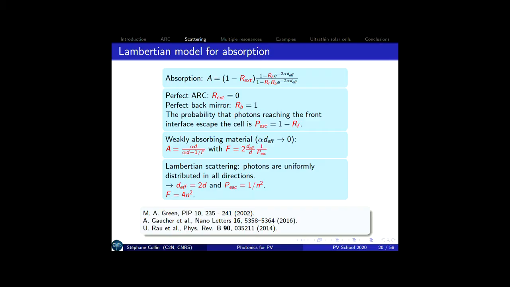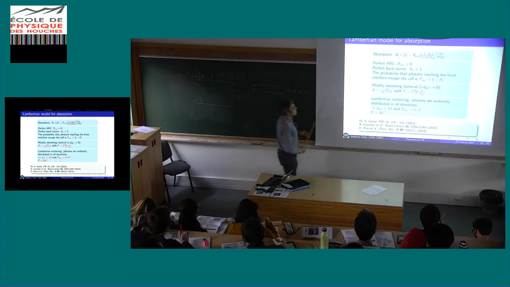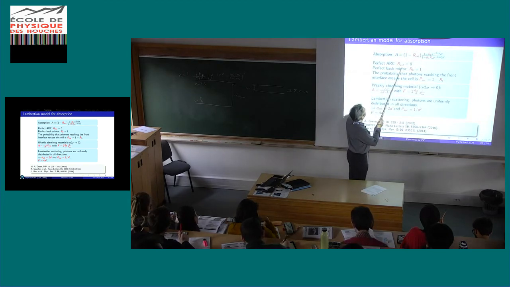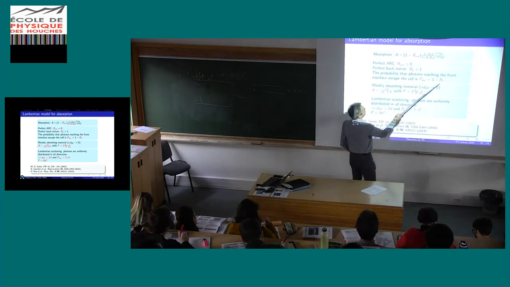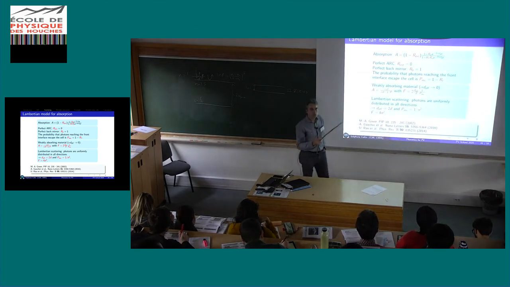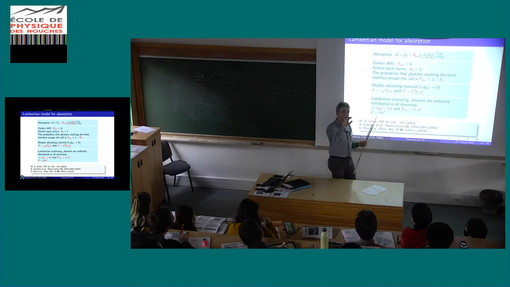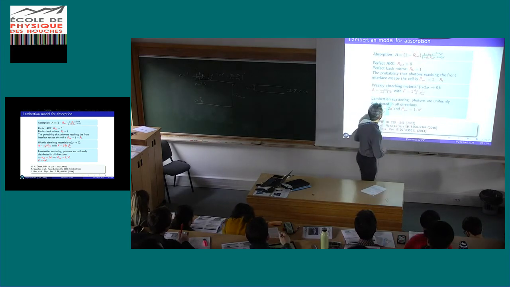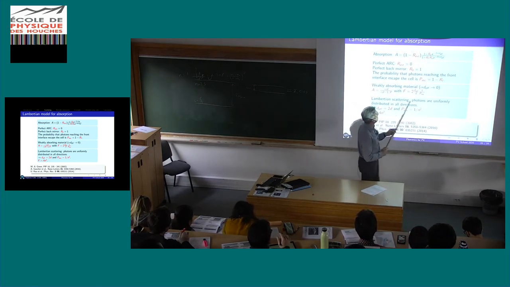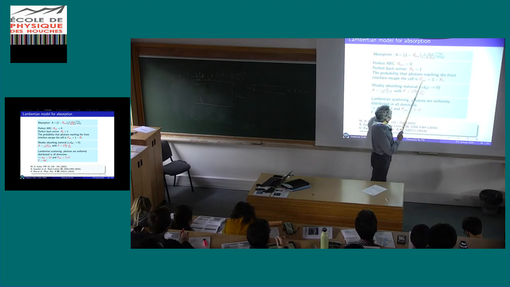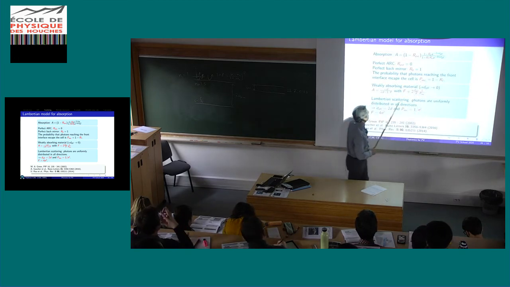So let's play a bit with this equation. We said we would like to have a perfect anti-reflection coating, so this coefficient is 0. Perfect back mirror, this coefficient is 1. And this reflection coefficient is exactly what you said. You want to have a reflection of light that is scattered and that are photons at a certain angle of incidence coming back to the front interface. We can define a probability to escape, and it's 1 minus this reflection coefficient.